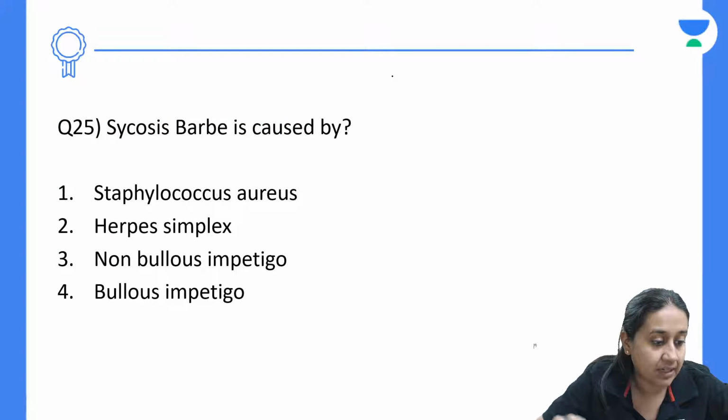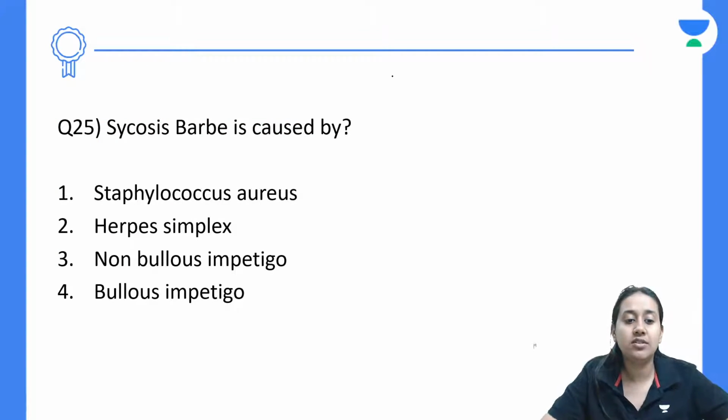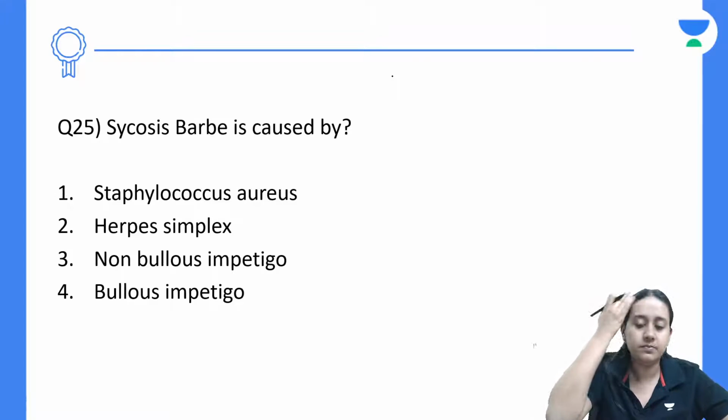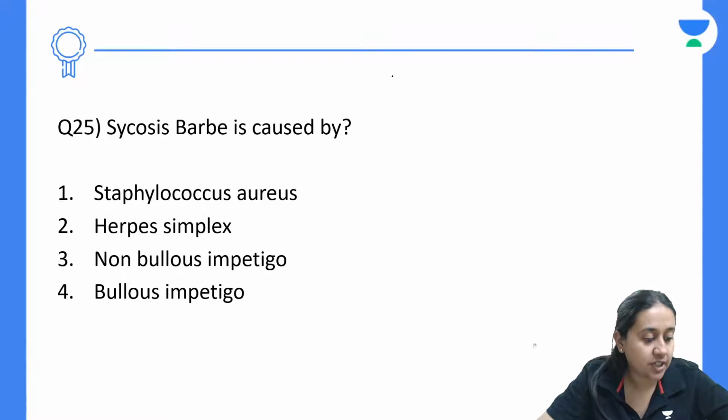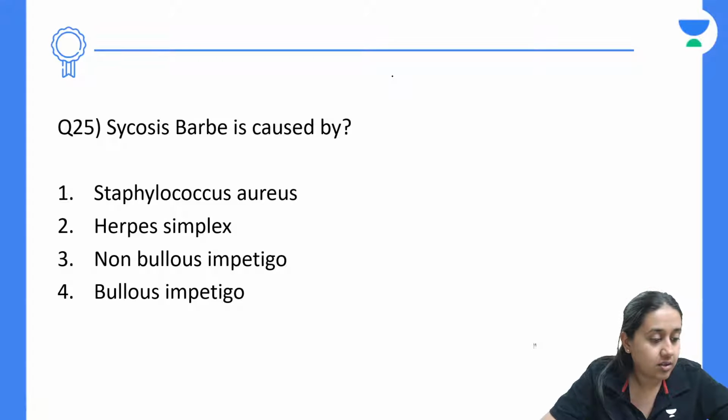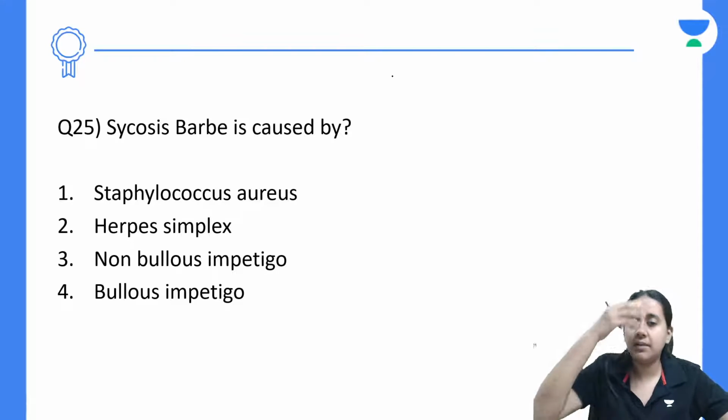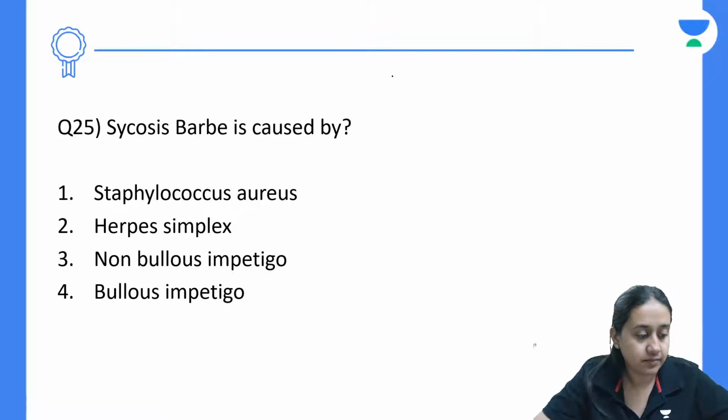Sycosis barbae is caused by. What is sycosis barbae and how does it occur? Anyone? Ashima, Jay, Shruti, Ruhi? Anyone? Sycosis barbae is caused by. Very nice.